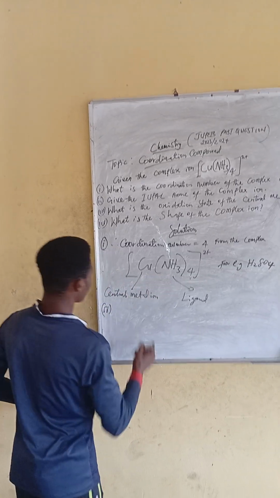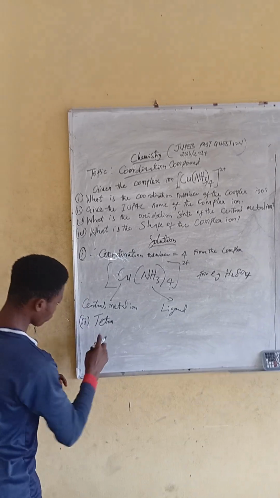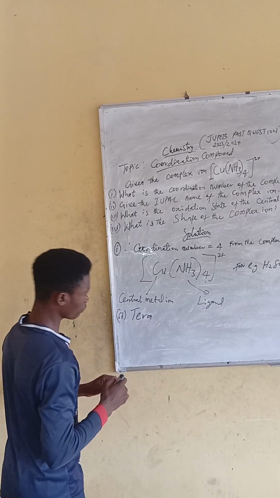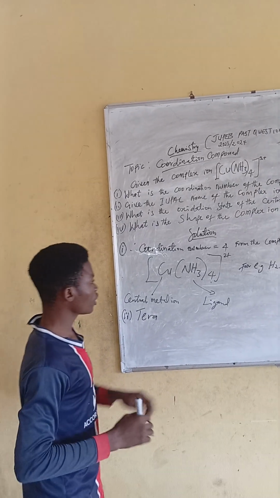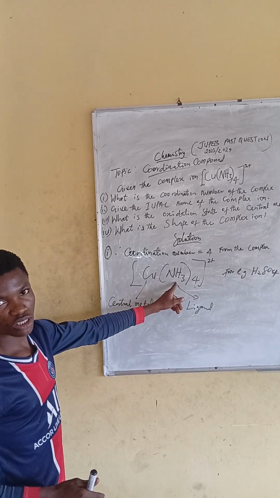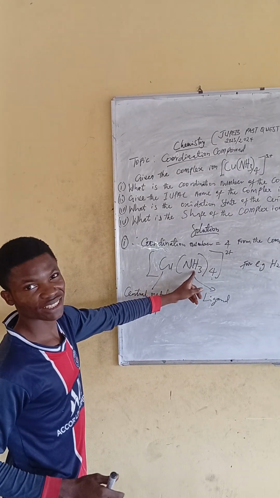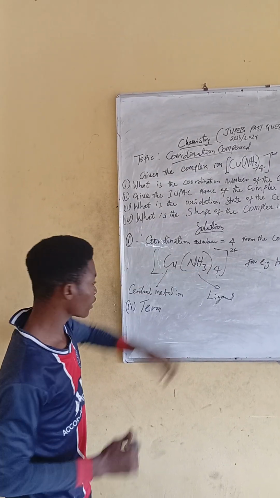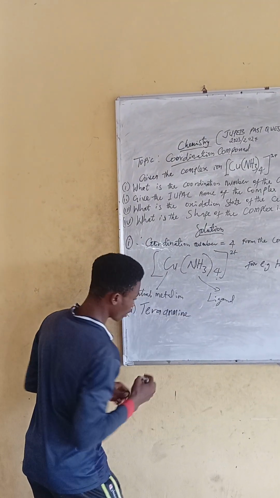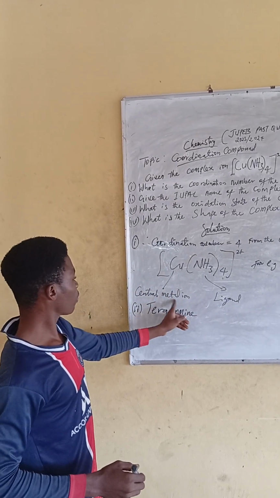So now, when naming this, the name of this compound starts with tera. This is how tera is written: tera, not tetra. So this 4 is the first name, tera. Then you go to the ligand, which is ammonia, and in this case we name it as amine. That will be tera, then amine.